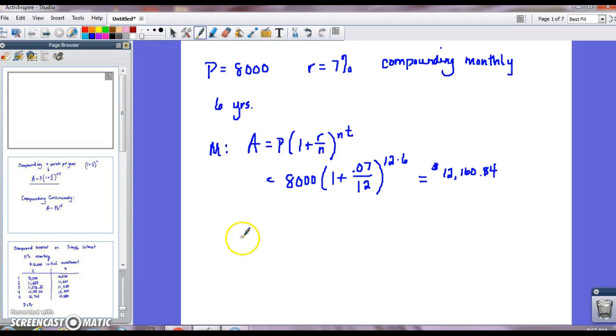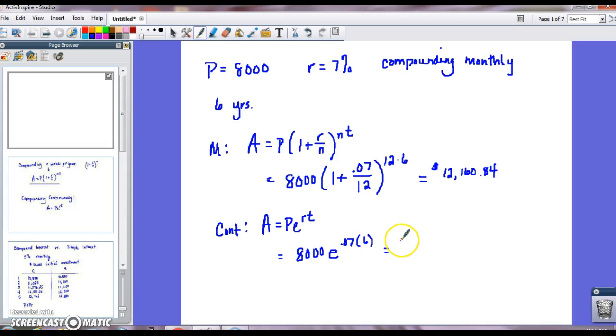Okay. Now, if I compounded continuously, I'm using this other formula. And so when I plug in, I still have 8,000, and I have E. R is 0.07, and T is 6. Okay, and so that I can do in my calculator.